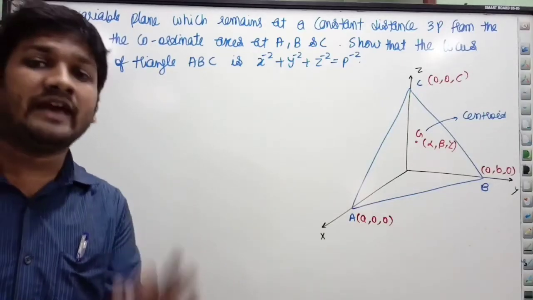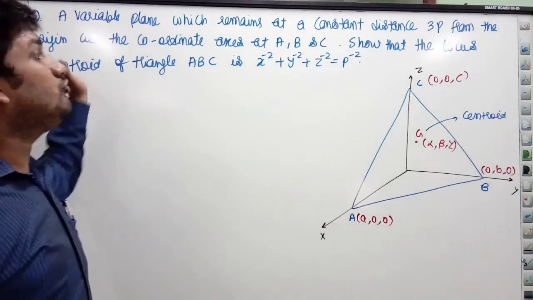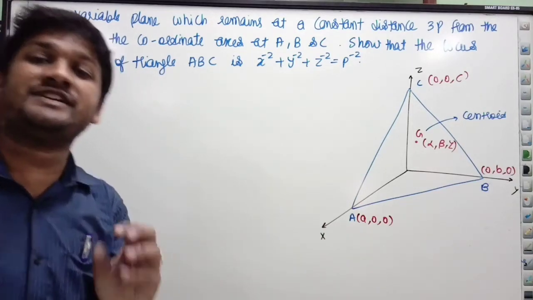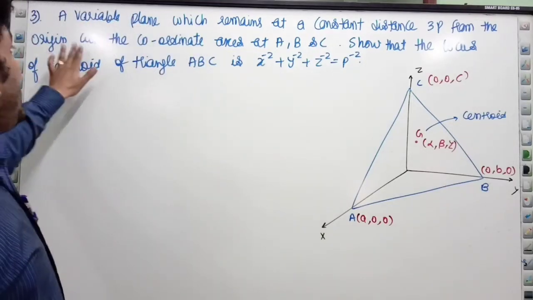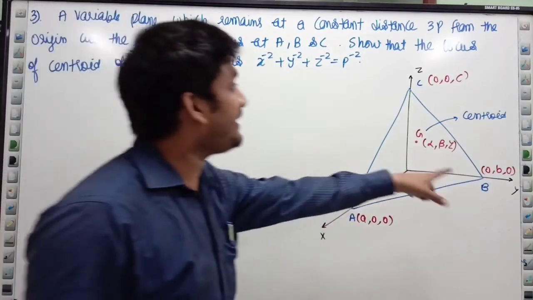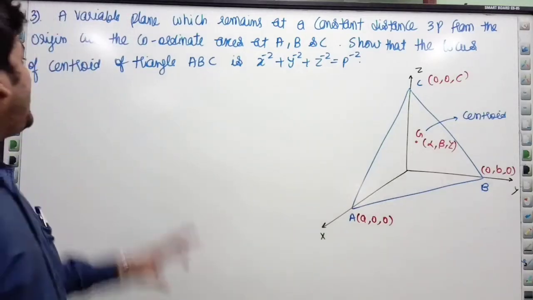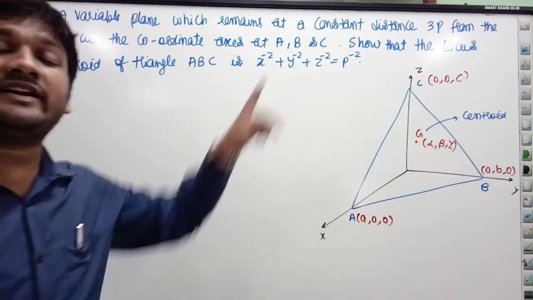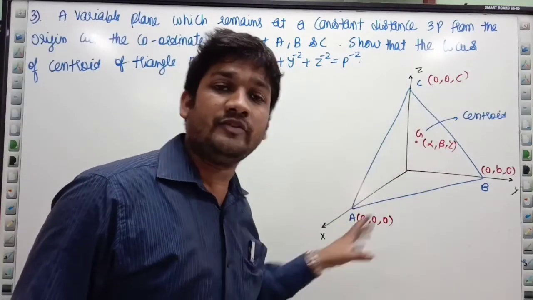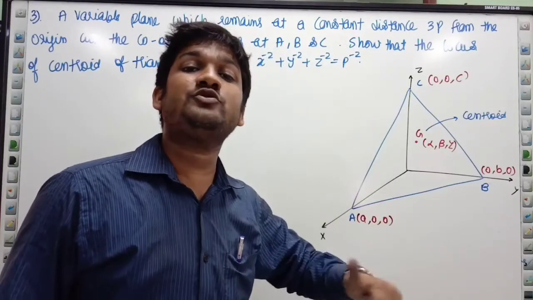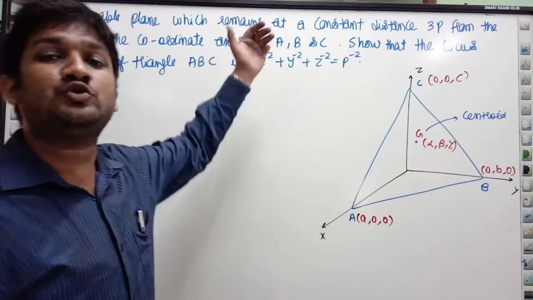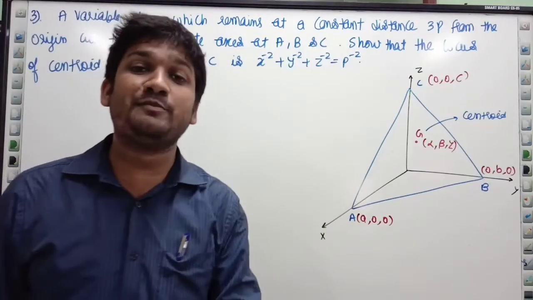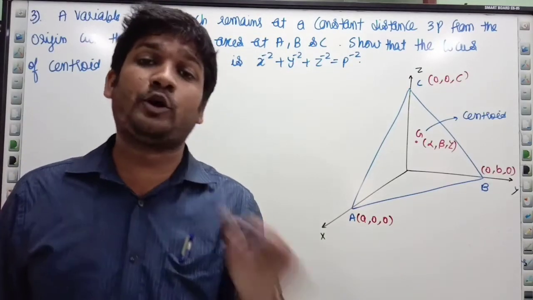Now next question, we have a variable plane which remains at a constant distance 3p from the origin and cuts the coordinate axis at a, b and c. Show that the locus of centroid of the triangle, that is here, इसका जो centroid का locus है, that will be x की power -2 plus y की power -2 plus z की power -2 equal to p की power -2.